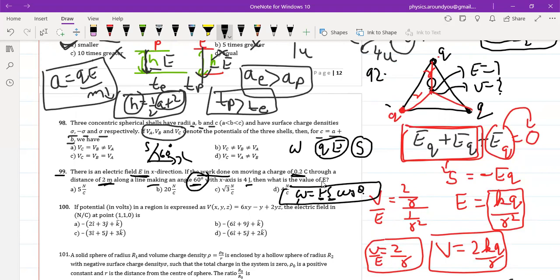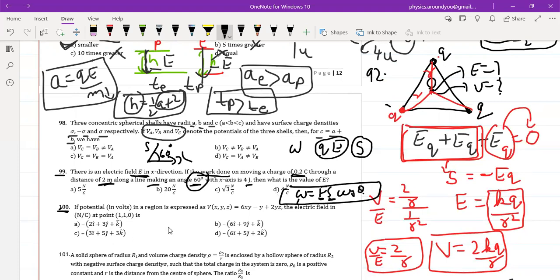Why are we not using anything with potential here? Well, you can use potential usually only when there are more charges than one. Here there is only one charge, so there's no use of doing potential kind of thing. So it is only work done is equal to Fs cos theta. That is question number 99. Question number 100 is also directly formula based.